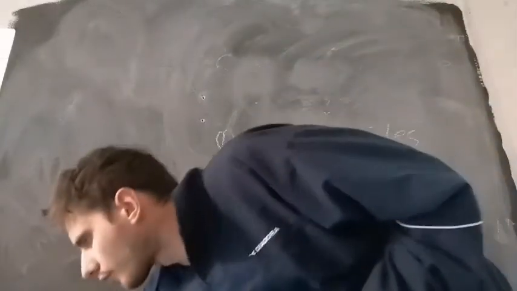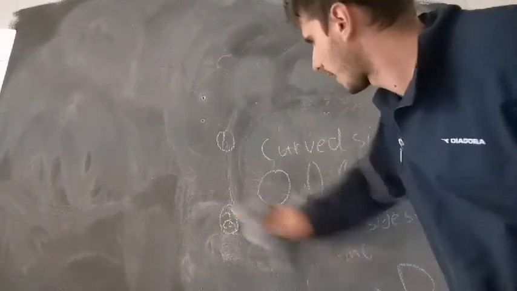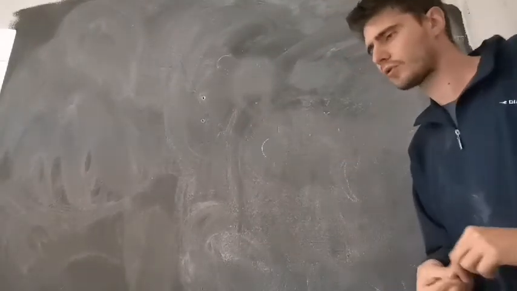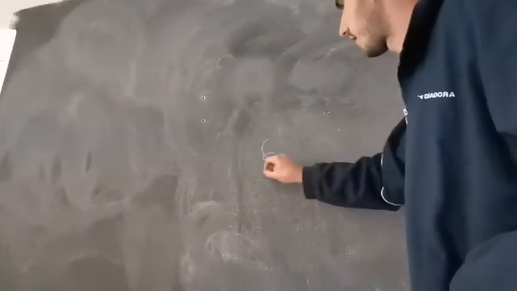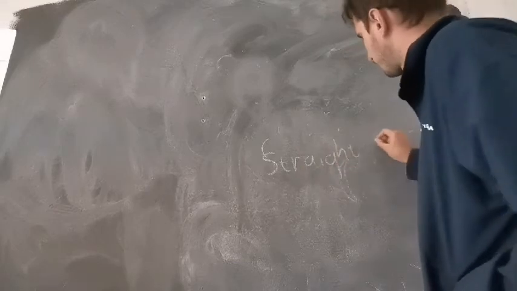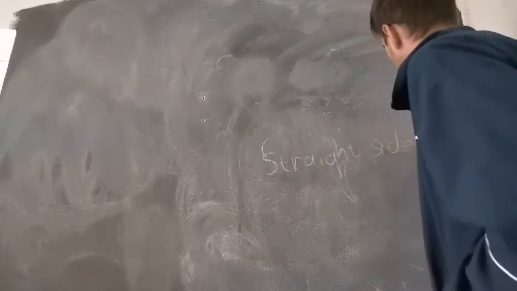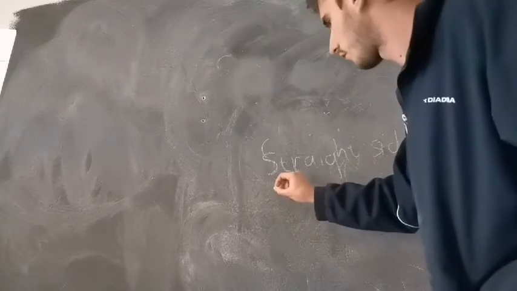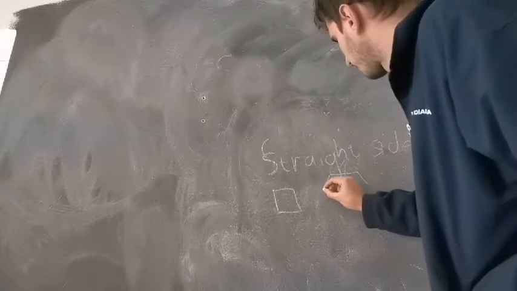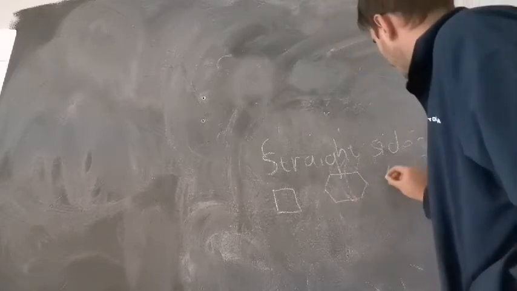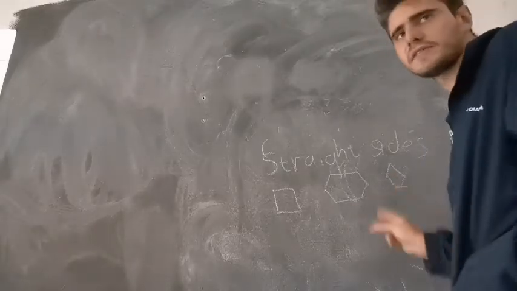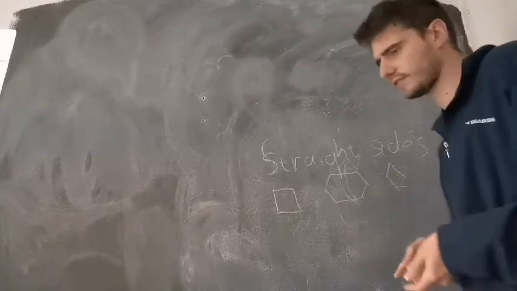And then our last group is straight sides only. This is our last group, straight sides, meaning that these are objects like squares, hexagons, pentagons, and so forth, meaning that they only have straight sides. They don't have any other sides.